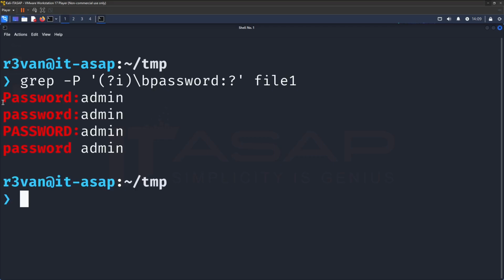So you see here, now we've gotten the result password, regardless of if the letters are uppercase or lowercase, and regardless of if they have a colon or not afterwards. And that's what this colon question mark does.